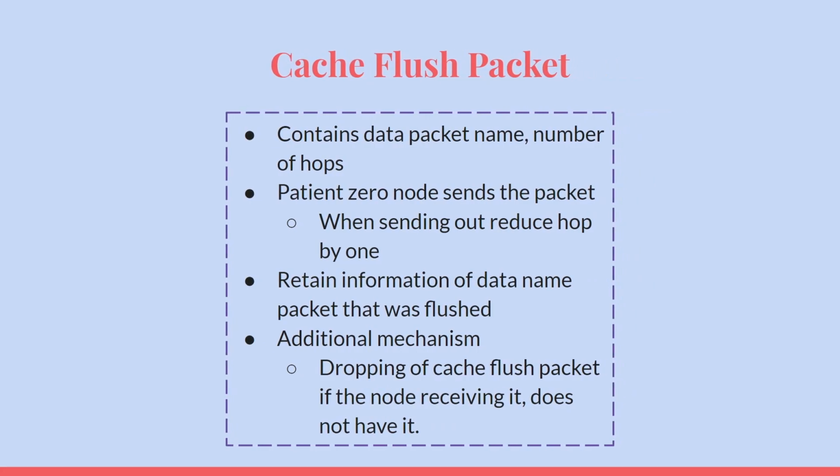So for the cache flush packet, it should contain the packet name to purge and the number of hops to complete, if initialized, in a field. It should begin at a patient 0 router and be sent to nodes it knows using brute force, or limited selection with smart selection.